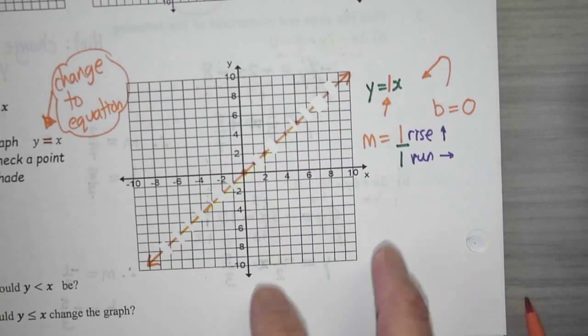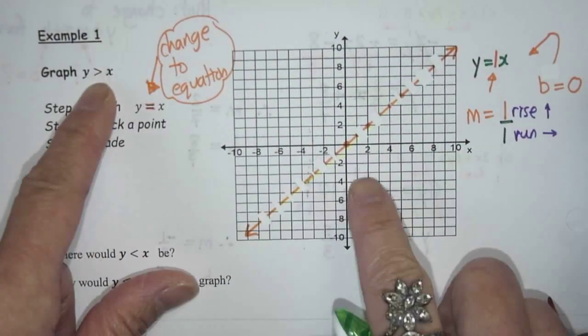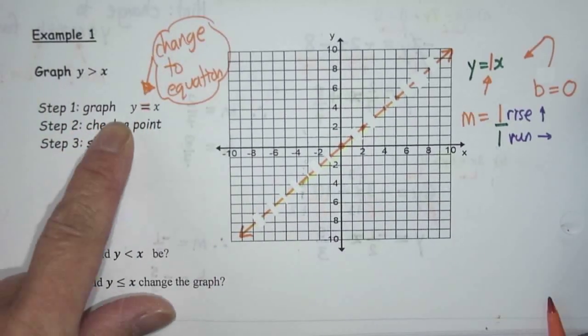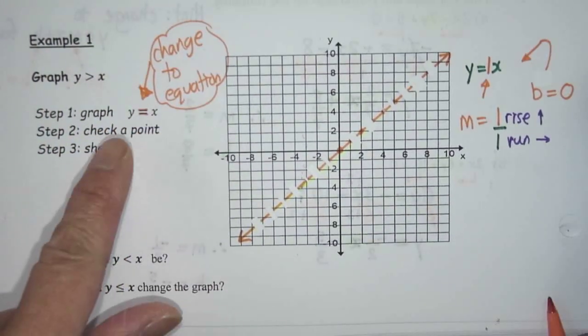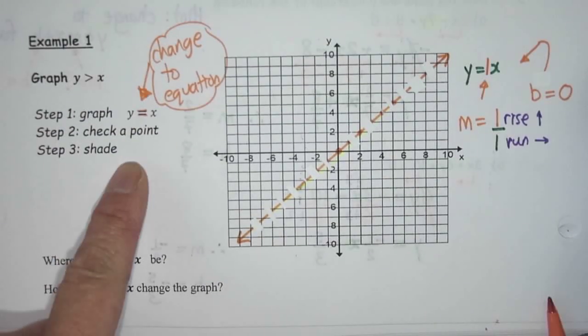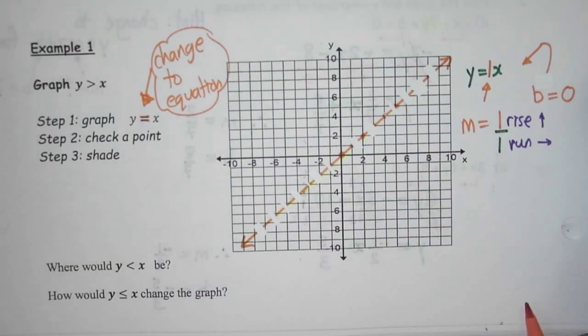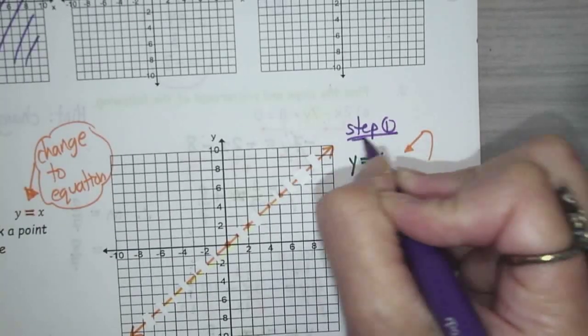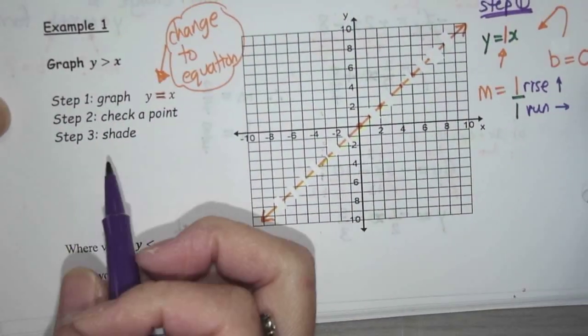It's a dashed line because it's not equal to. I've got the arrows on it, so I've got that. So that's my step 1, is to graph this line. Then you check a point. So this was step 1, then step 2, I'm going to check a point.